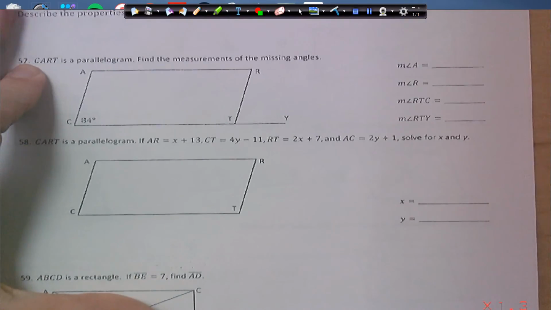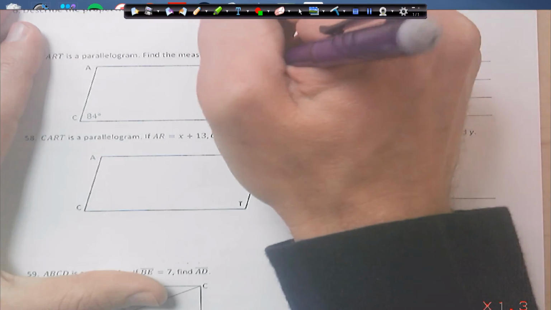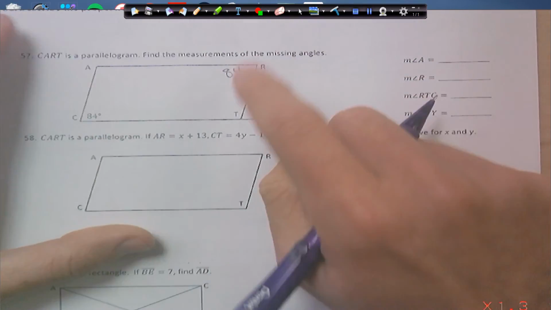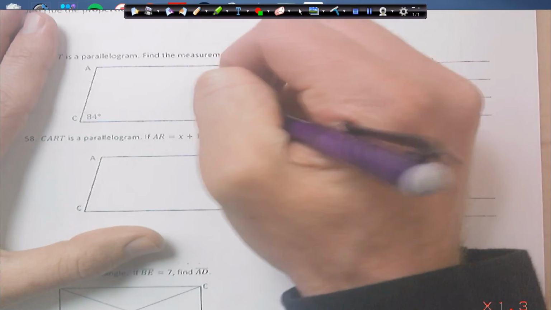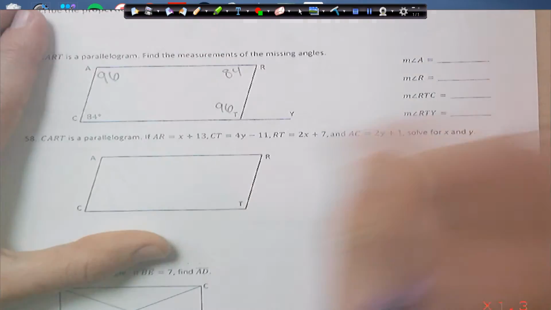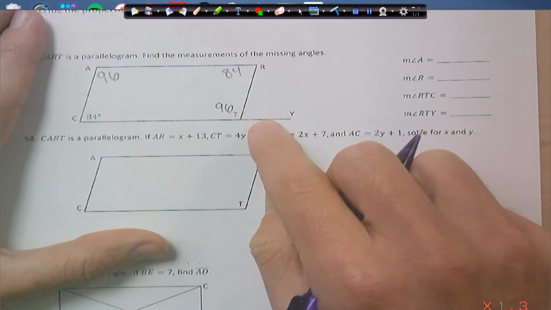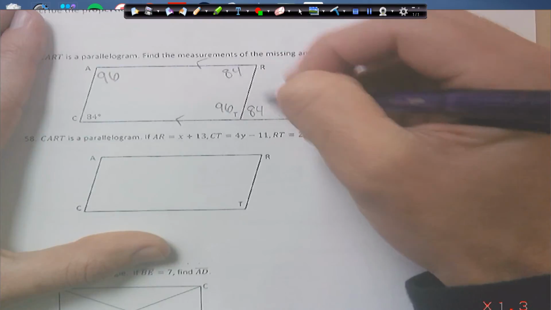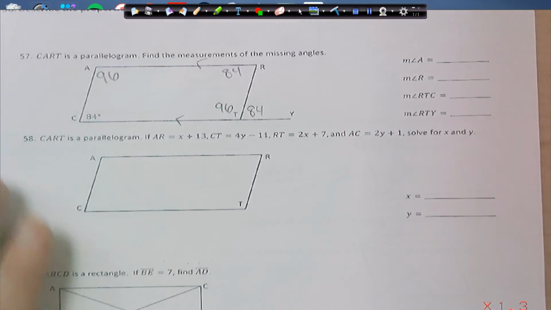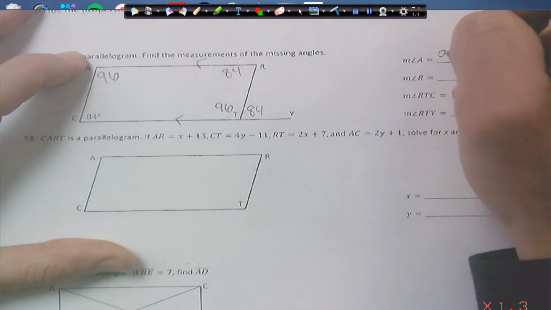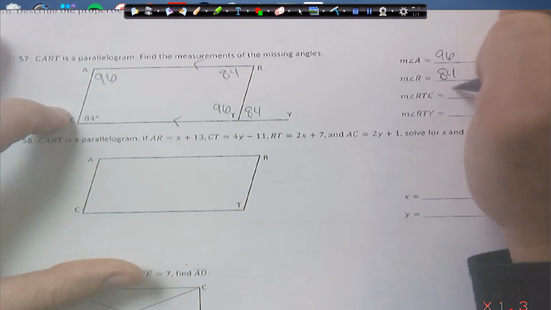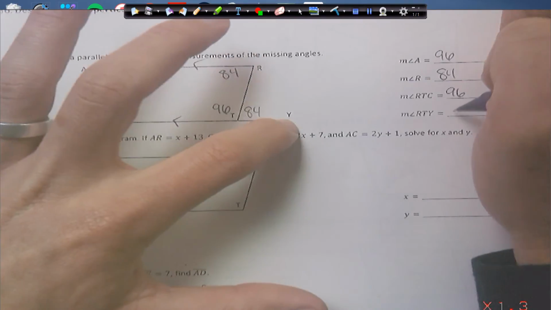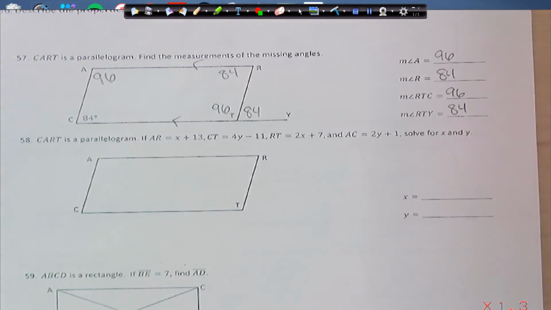In a parallelogram, opposite angles are congruent, so that's going to be 84. Consecutive angles add to 180, so this would be 96, and then that would be 96. And then these two angles right here are linear pairs, so that's 84. And since these are parallel, those two angles would also be alternate interior. So now let's just fill in, make sure we got it right. 96, 84, 96, 84. Okay.